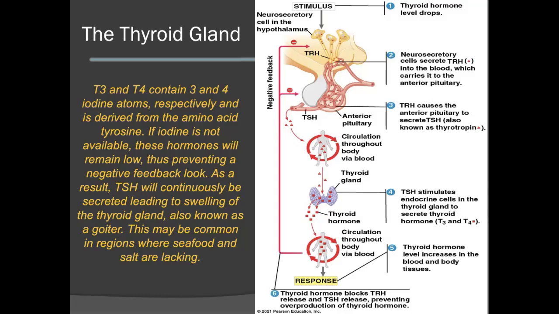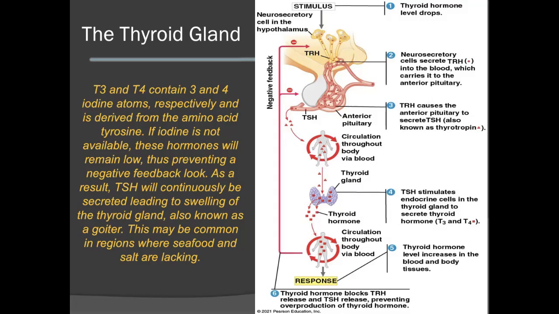If iodine isn't available, these hormones will remain low, thus preventing the negative feedback loop. As a result, TSH will constantly be secreted, which leads to the condition known as a goiter. This is very common in regions where seafood and salt are lacking, leading to an unavailability of iodine.